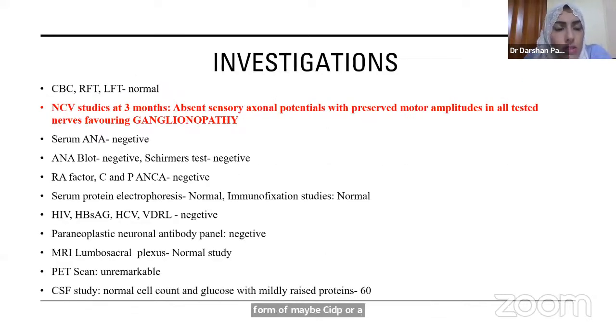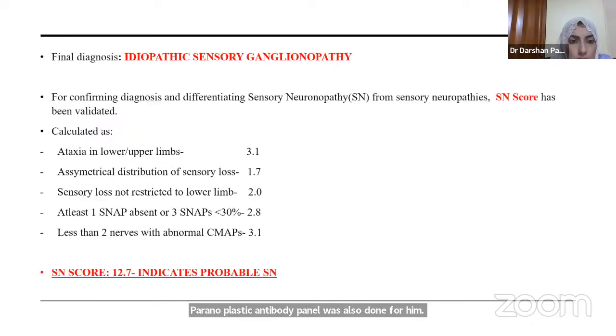On investigations, his nerve conduction studies were done 3 months after the onset of symptoms. He showed absent sensory potentials in all the nerves of the upper and lower limbs with preserved CMAPs in all the nerves that were tested. That clearly favored a ganglionopathy. He was thoroughly investigated, and nothing was found to be positive. His ANA profile, protein electrophoresis, triple H, and paraneoplastic antibody panel were done. MRI of the lumbosacral plexus, PET scan, and CSF studies did not show any remarkable results.